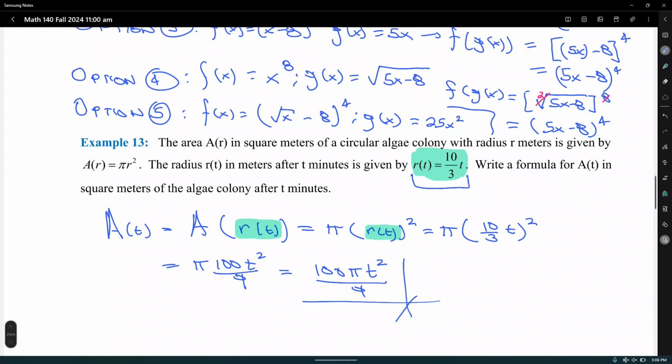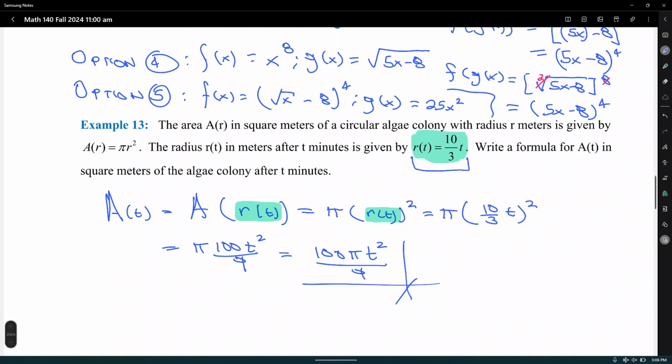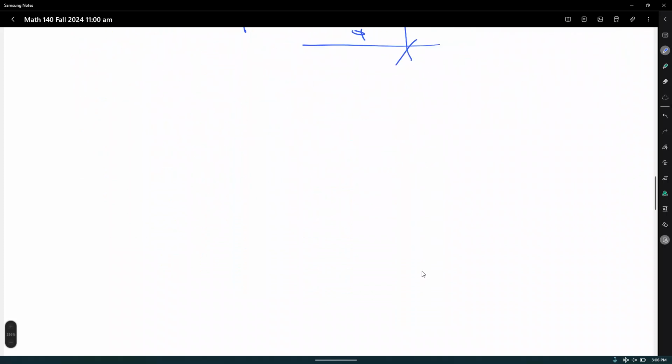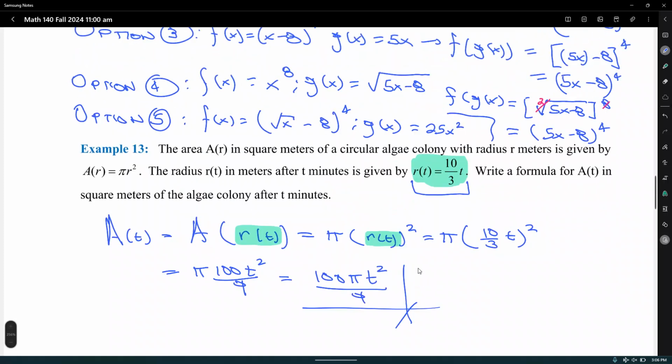This function would be helpful to obtain area starting with time, rather than calculating different radii for time and then substituting those radii into the function A. And this is how we finish this section. Actually, I believe this finishes the chapter. The next on the notes is just chapter 2. All right, let's call it a day here.